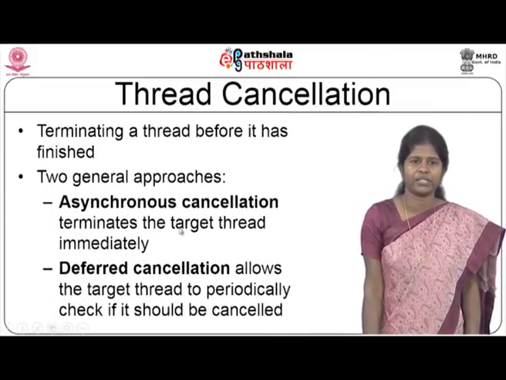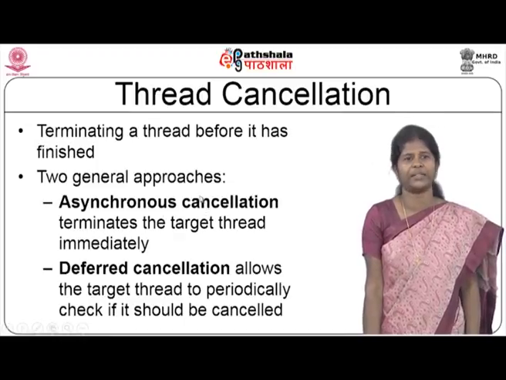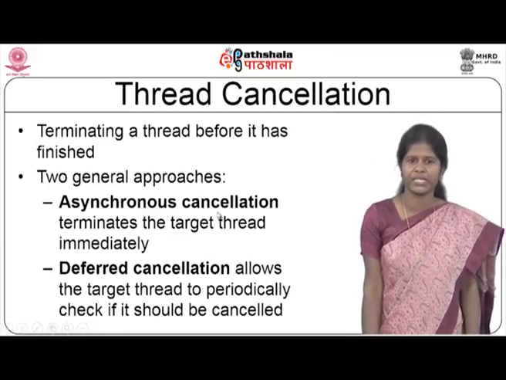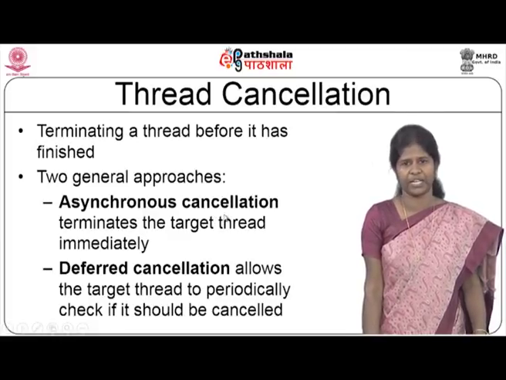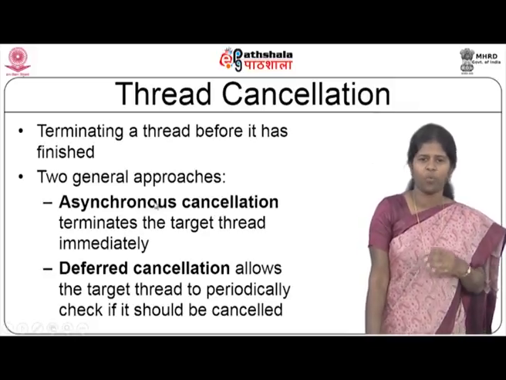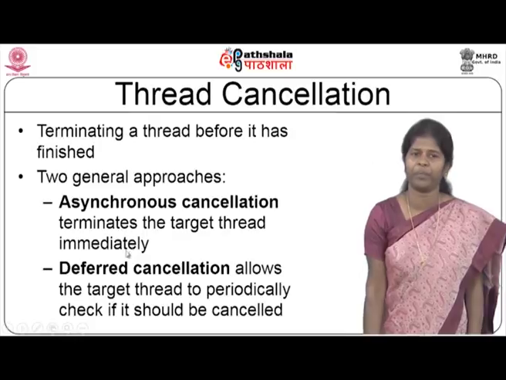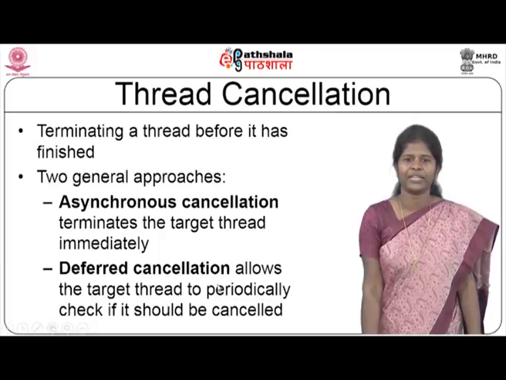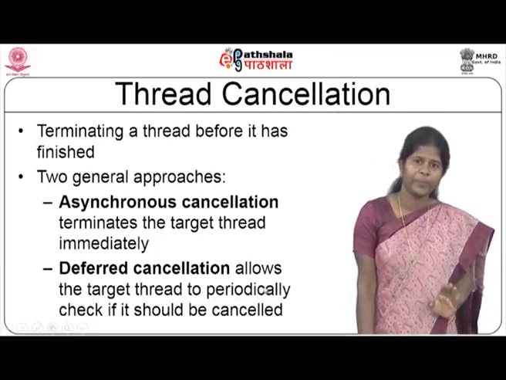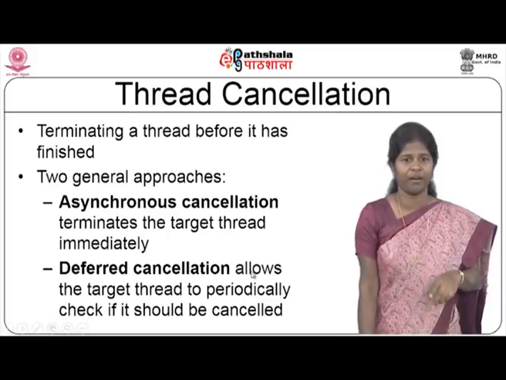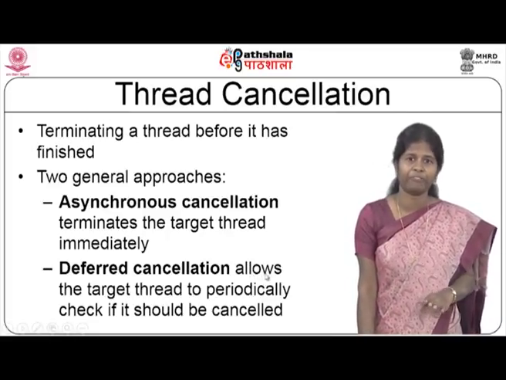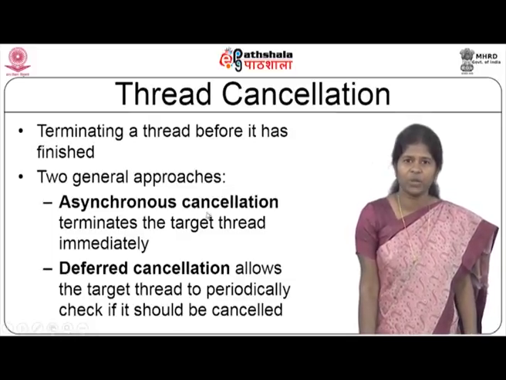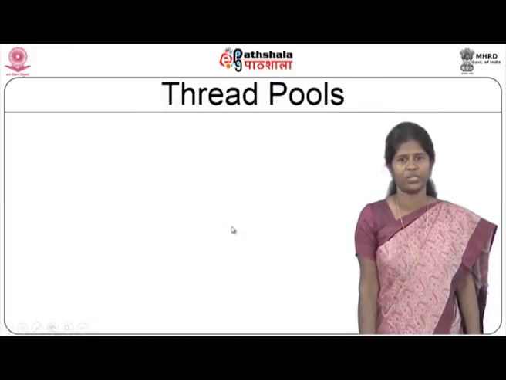And then cancelling threads. What is thread cancellation? It is nothing but terminating a thread before it has actually finished its execution. This can be done in two ways: asynchronous as well as deferred cancellation. In asynchronous, you do not wait for the thread, you just terminate it immediately. So, the target thread is terminated immediately. But in deferred cancellation, the target thread is allowed to periodically check if it should be cancelled. So, here the thread itself will keep on checking whether it should be cancelled or not. But in asynchronous, there is no say for the thread, it is just terminated.